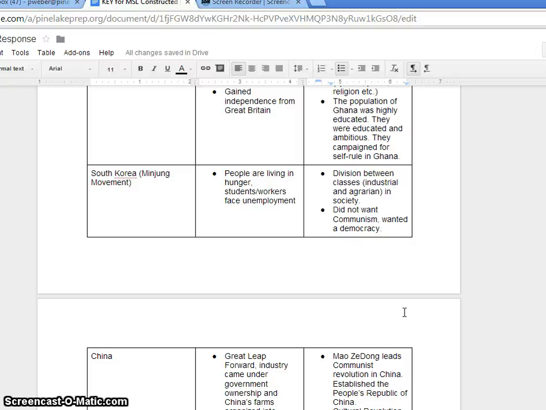So those are the answers to the constructed response. I also posted the key to the constructed response from the fall of 2012. If you want to check those out, you'll see they're similar to these but slightly different.